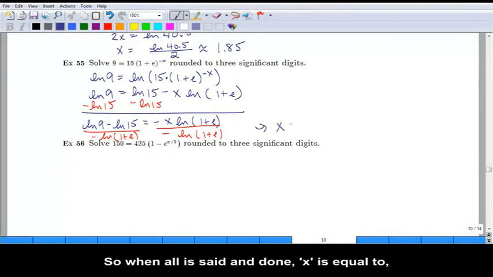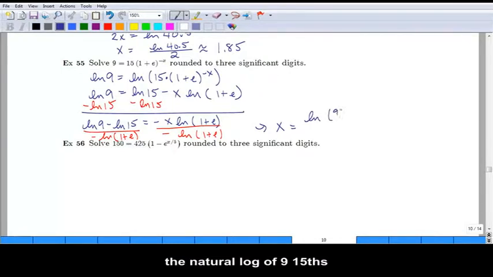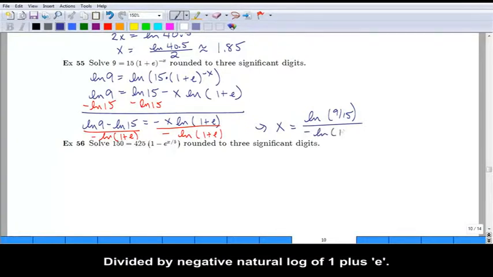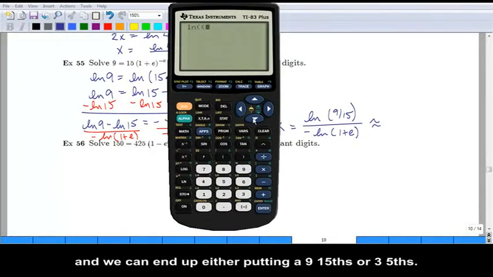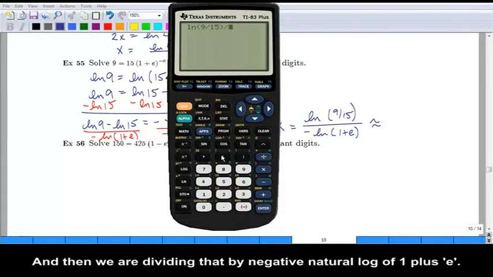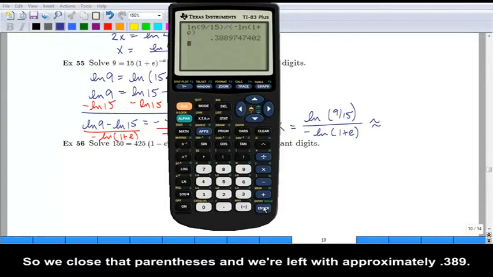So when all is said and done, x is equal to, we can use our properties of logarithms to rewrite this as the natural log of 9/15, and you can reduce that fraction, divided by negative natural log of 1 plus e. Okay, so if we plug this into the calculator, we end up with the natural log of, and we can put in either 9/15 or 3/5, and then we are dividing that by negative natural log of 1 plus e. And remember, the e is right here above your division symbol. So we close that parentheses, and we're left with approximately 0.389.